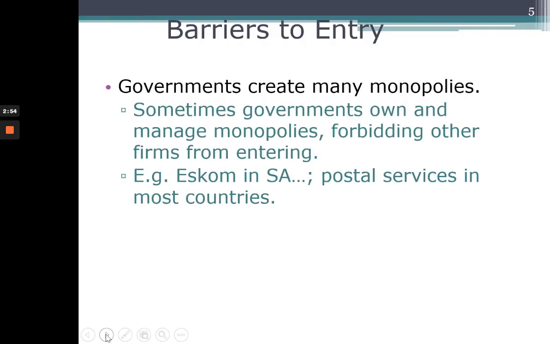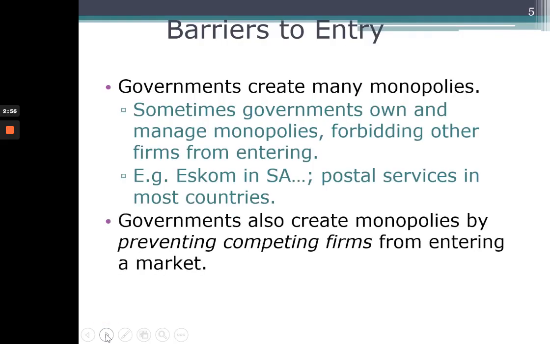So governments can create monopolies by restricting access, by preventing competing firms from entering a market. And we can think of many examples of these monopolies. Eskom in South Africa, state-run power utility, and its inefficiencies, which have been in the press several times in the last few years. Postal services in most countries also are typically monopolies or near monopolies.